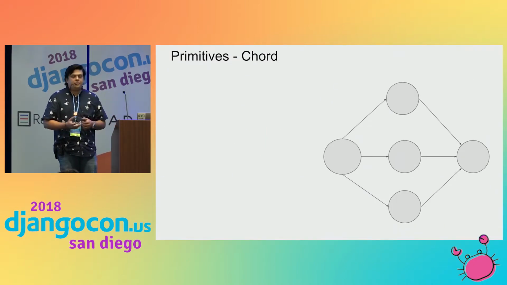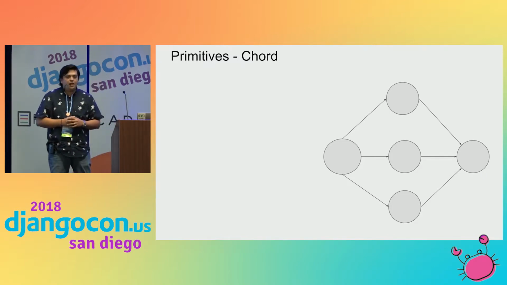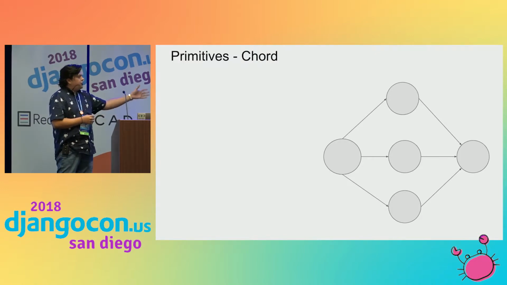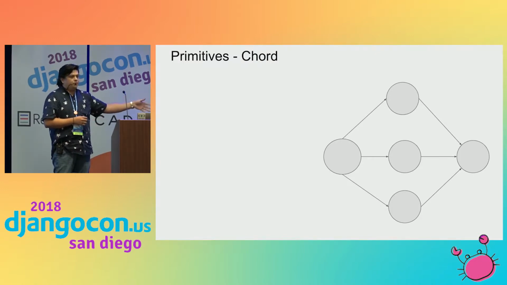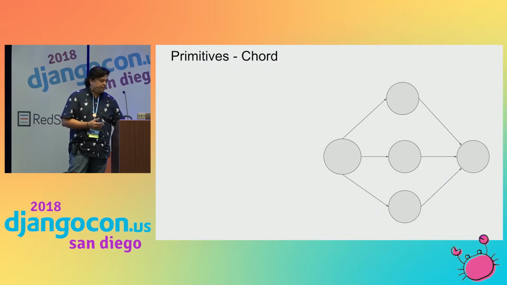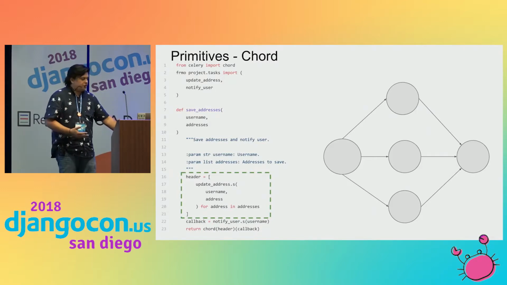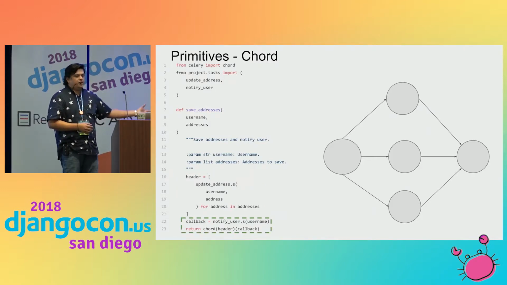The other primitive that we can use are chords. And these, as we can see from the image, are calling one or more tasks and running those in parallel, and then running a callback after each one of those has been run successfully. And this is basically what we can also call a group with a callback. So there are two ways to create a chord. One is to create a header, which is an array of one or more tasks, and then a callback, and execute that.